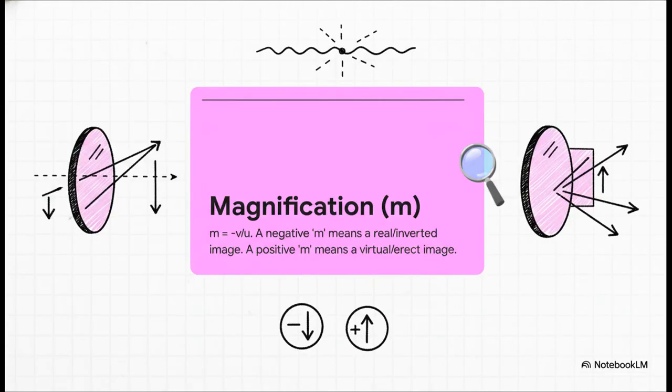And one last thing, what about the image size? Well, that's called magnification, or m, and it's just a simple ratio, m = -v/u. The number tells you if it's bigger or smaller than the object, and get this, the sign tells you its nature. If m is negative, the image is real and inverted. If m is positive, it's virtual and erect.